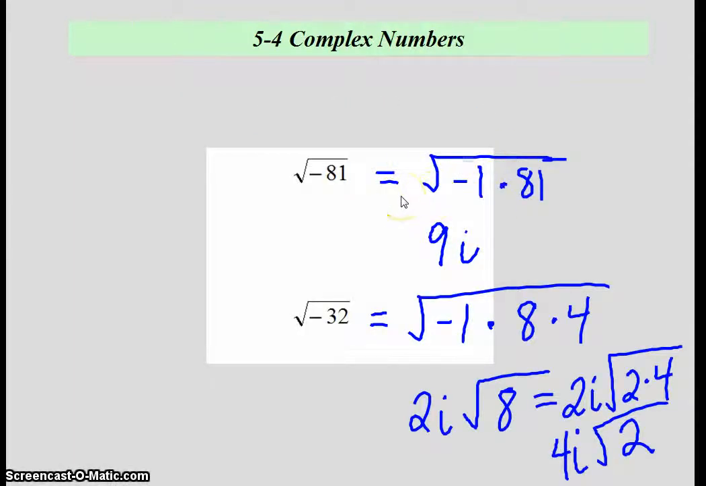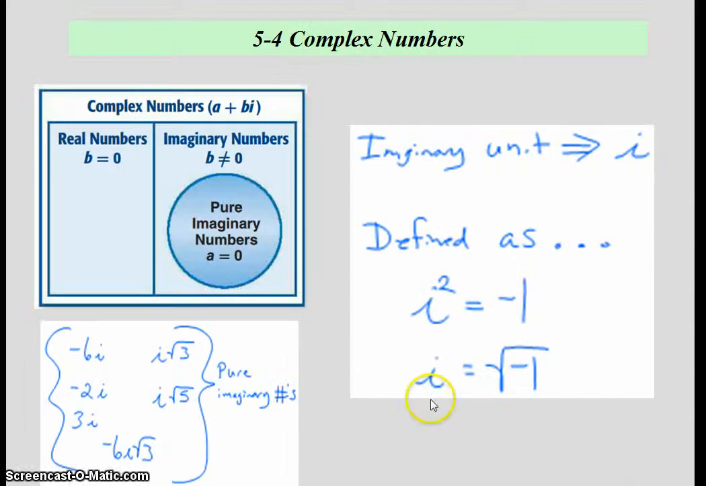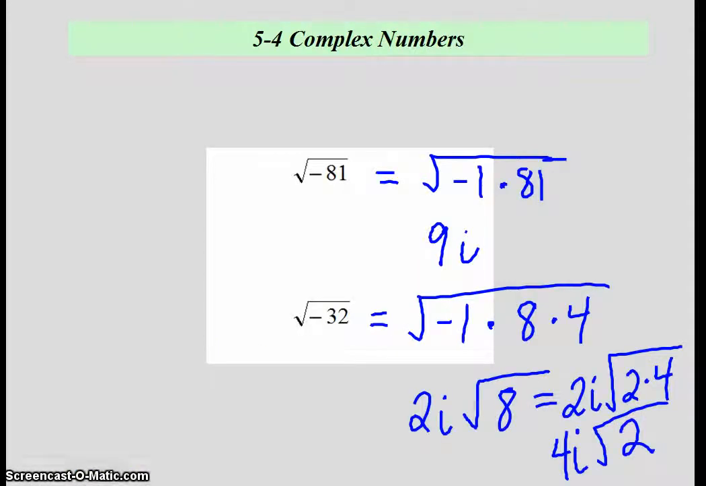Now that I have the square root of negative 1 defined, I can do square roots as well. So I defined a while ago the square root of negative 1 as i. The square root of negative 1 is i, by definition. So we can use that to do any square root.